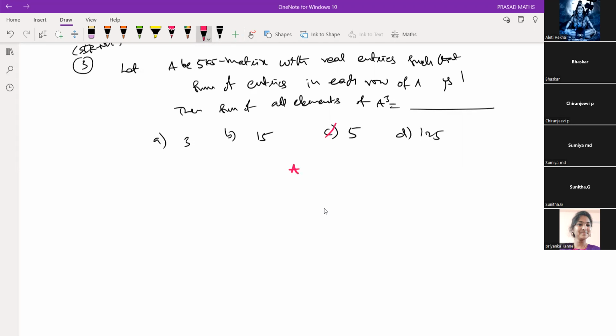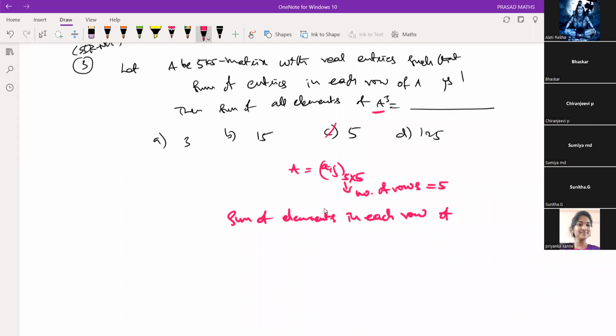What is the A matrix? It is a 5 cross 5 matrix, so the number of rows is 5 and the number of columns is also 5. Already what you are given is that the sum of entries in each row is 1. Therefore, what is the sum of elements in each row of A cube? What I require is A cube.